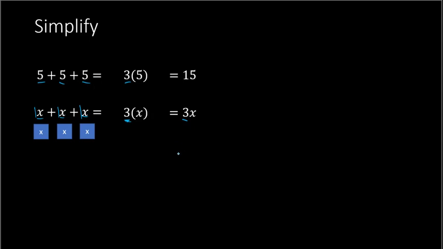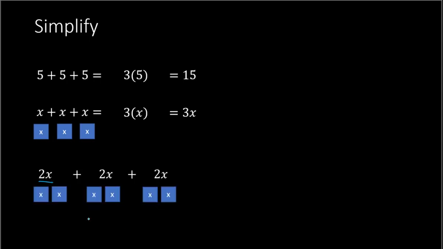Now what if you had something like this, where you have 2x plus 2x plus 2x? If you want to picture this with the boxes again, 2x means we have 2 x's. So we have 2 x's here, plus 2 more x's here, plus 2 more x's right here. How many x's total do we have? 2 plus 2 plus 2 gives us 6. So we have 6 x's, and our simplified answer would be 6x.